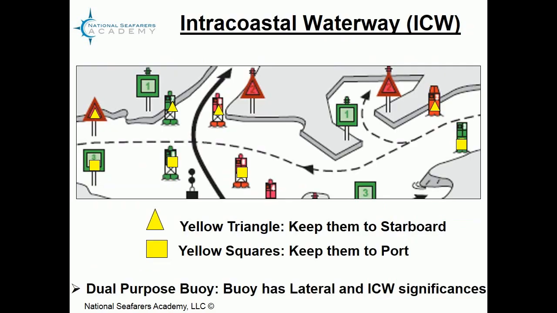Intracoastal waterway fictitious chart symbols. In this example, the dashed line indicates returning from sea. Yellow squares, keep them to port. Yellow triangles, keep them to starboard. Dual-purpose buoy, a buoy that has lateral and ICW significance.